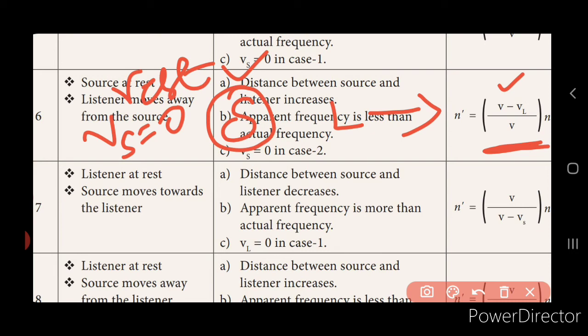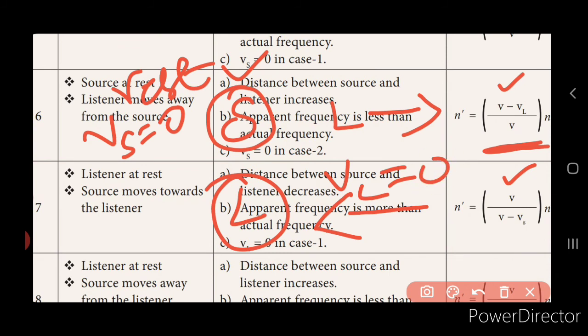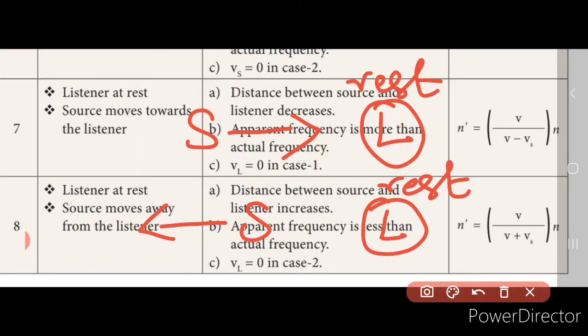Now look into the seventh case. Here the listener is at rest, right? And the source is moving towards the listener. So what will be the numerator? The numerator will have only V because VL in this case is equal to 0, right? And now what about the source? The source is moving towards the listener, isn't it? So it will have a negative sign.